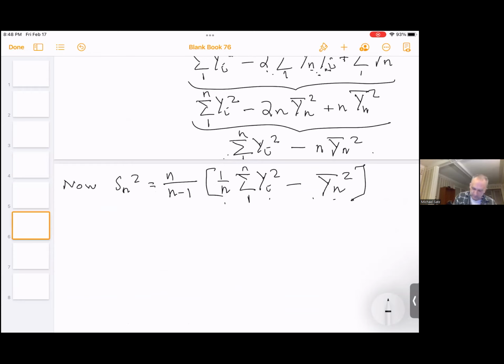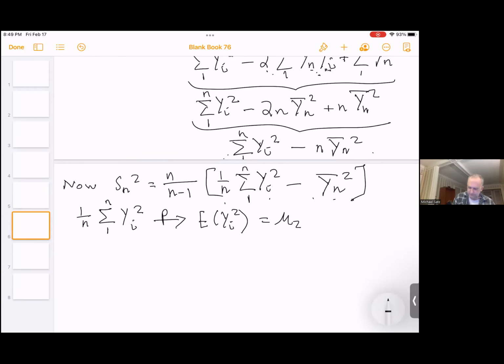So let's look at the pieces. First of all, let's look at this one. 1 over n times the sum 1 to n of yi squared must converge in probability to the expected value of yi squared. This is just the weak law of large numbers. We just showed this, which is just equal to mu2.